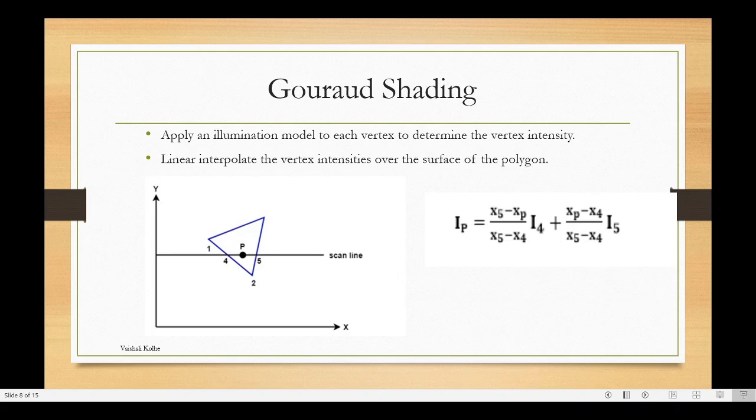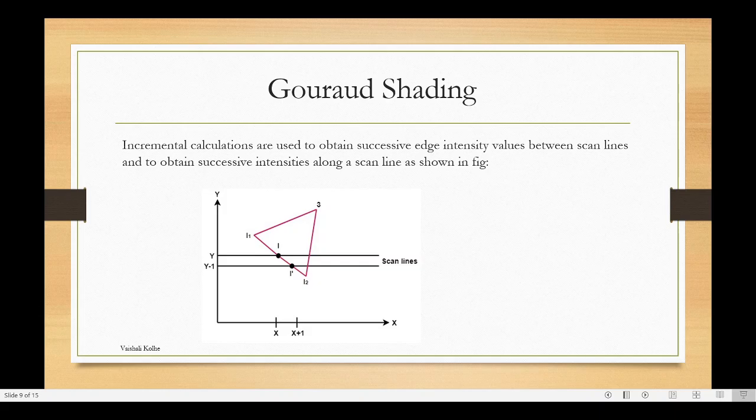First we need to find the intensity at vertices. From vertices we need to find the intensity at the edges. Once we got the intensity at the edges, you can find the intensity for the interior portion. So the same concept can be repeated.